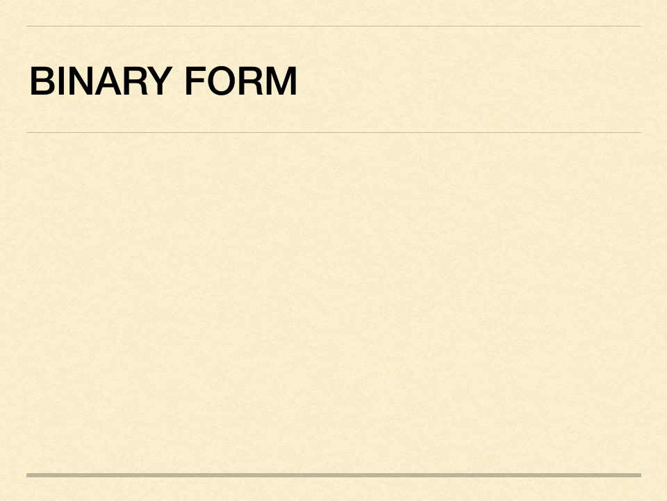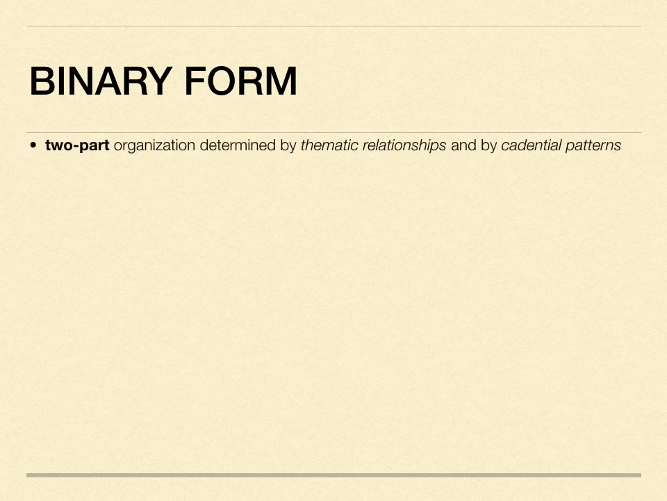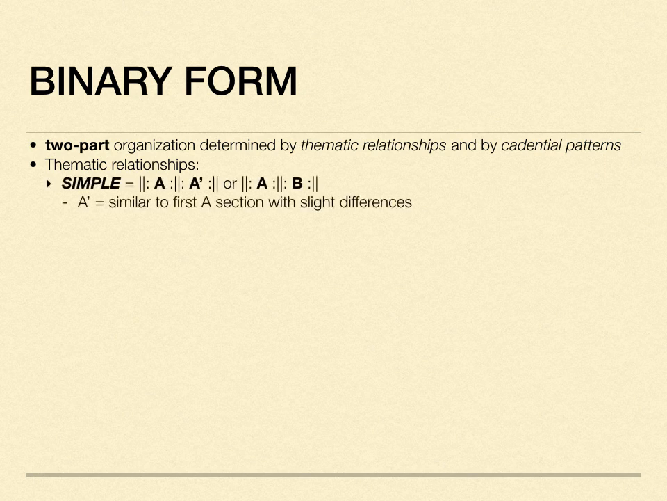As the term suggests, binary form is a 2-part organizational structure that is determined by the relationship of the themes as well as by the movement's cadences. Regarding the thematic material, there are 3 types of relationships. A piece in simple binary form has 2 sections that are either similar to each other, A and A', or that contrast each other, A and B.